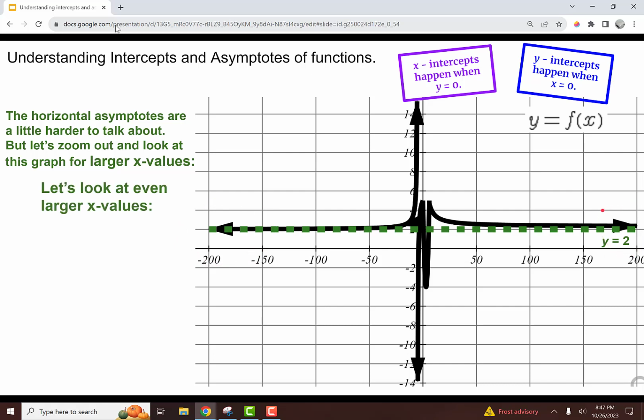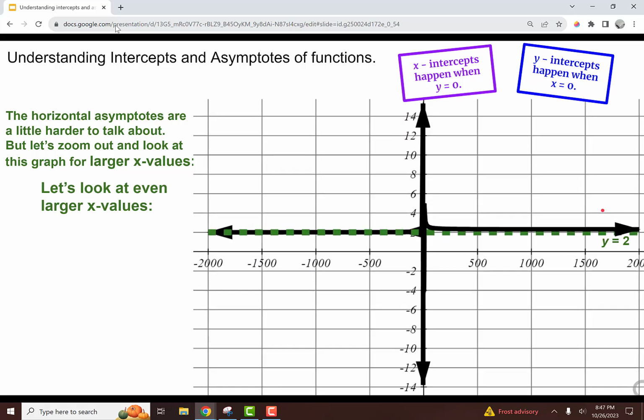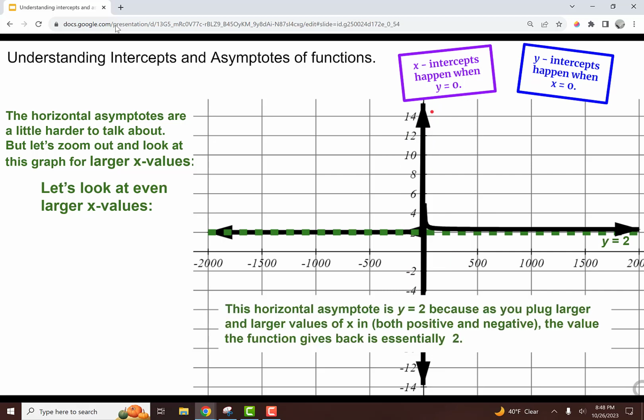Let's zoom out a little bit larger. And now I'm going to negative 2,000 and 2,000. Again, you've got it leveling out, and you can barely see the craziness. We're so far away, the craziness of the middle is not easy to see. And that's why the horizontal asymptote is y equals 2. Because when you look at it from far, far away, it pretty much looks like the line y equals 2.